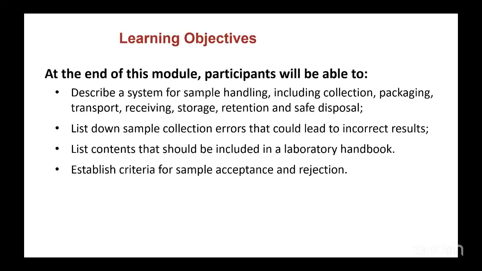So what are the learning objectives? At the end, we should be able to describe a system for sample handling, including collection, transportation, receiving, storage, retention, and safe disposal. We should be able to list sample collection errors that could lead to incorrect results. Then we should be able to list the content that should be included in the laboratory handbook, and establish criteria for sample acceptance and sample rejection. So these are the key aspects.